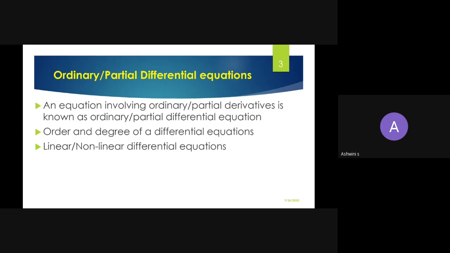In both cases we can talk about order and degree. That is, you can talk about the order and degree of ordinary as well as partial differential equations. And then we can talk about linear and non-linear ordinary and partial differential equations. We saw some examples during our previous session.